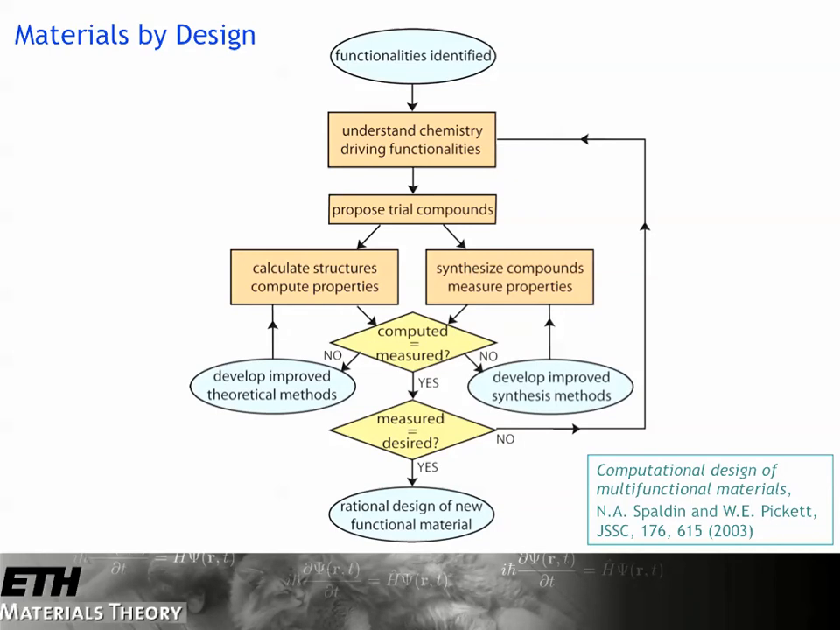If what we compute is what we measure, but it's not what we wanted, then things get really interesting, because we have to go back to the start and say, well, why didn't we understand what would make a material ferroelectric or make it magnetic? Because everything's been rational, but we haven't ended up with what we wanted. So I'm going to talk you through this scheme for two material types today, so you can see how it works.